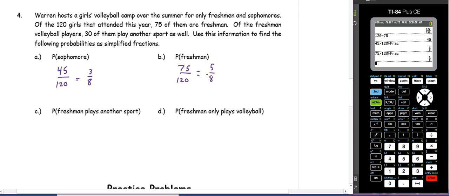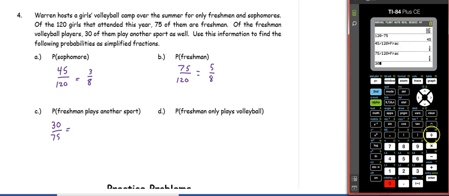Now, looking closer at the freshmen, we want to know the probability of a freshman playing another sport. Well, it said of the freshman volleyball players, 30 of them play another sport. So we would have 30 divided by 75. We're going to do 75 on the bottom because we're only looking at freshmen in this case. So 30 divided by 75, math, enter, enter, and that reduces to 2/5.